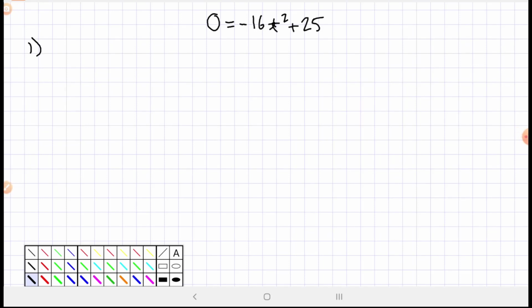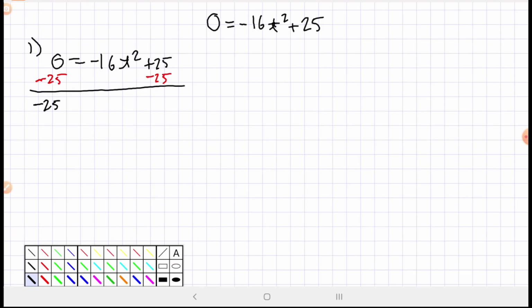When I look at this, I only see t squared. That's my only variable. I don't have anything else. So I'm just going to solve this by isolating the t squared and then taking a square root at the end. So watch. This is going to be 0 is equal to negative 16 t squared plus 25. So what I'm going to do is nice and easy. I'm just going to subtract 25 from both sides of my equation. And I'll get negative 25 is equal to negative 16 t squared. Then I'm going to divide both sides of my equation by negative 16.